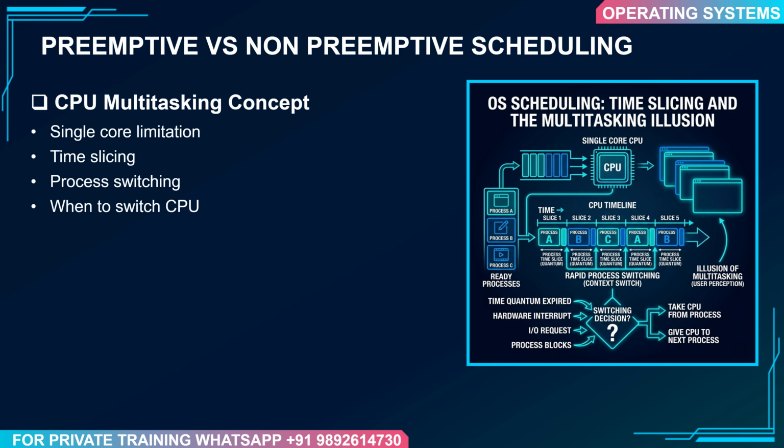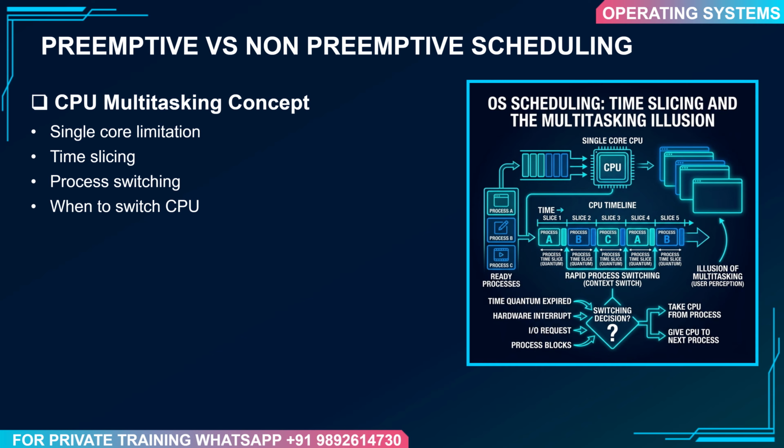At this point, you already know that the CPU cannot truly run multiple processes at the exact same time, especially in a single core system. The operating system quickly switches between processes, giving each one a small slice of time. This switching is what creates the illusion of multitasking, something we briefly connected with process execution earlier.